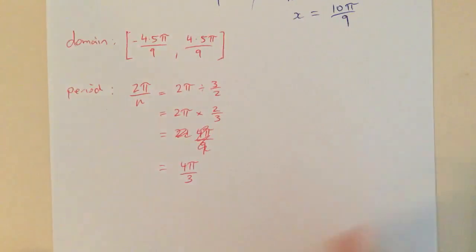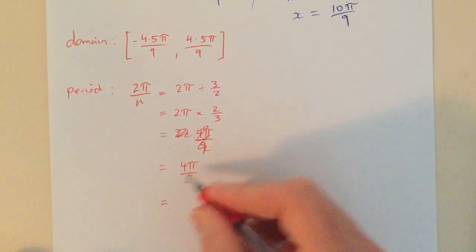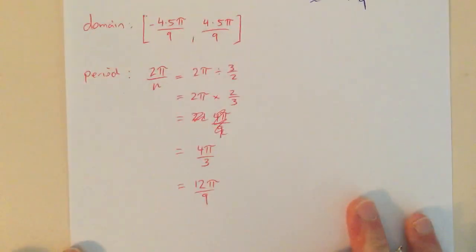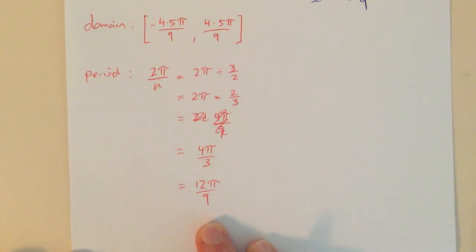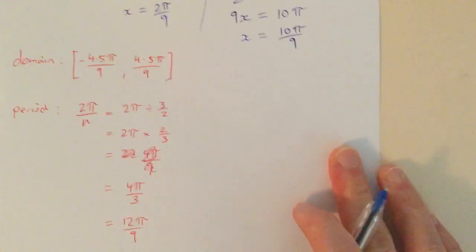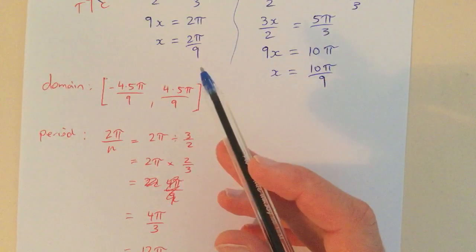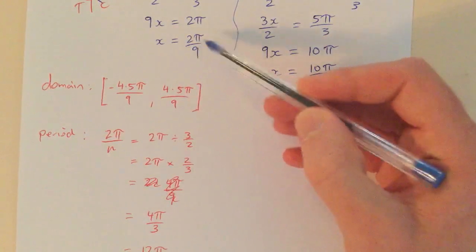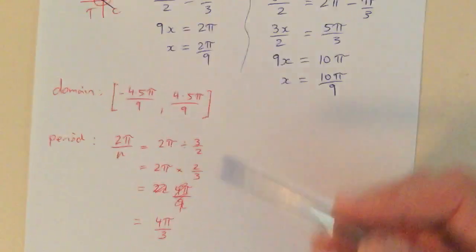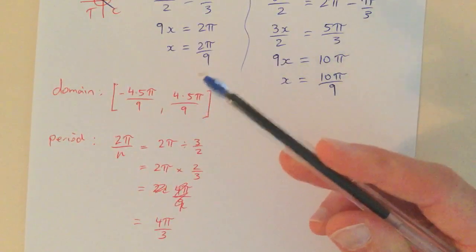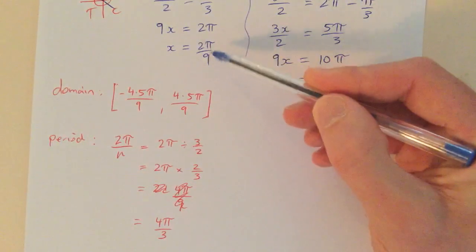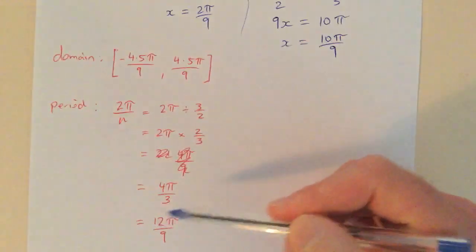Right, so the period's 4 pi over 3, or if we want to make that over 9, it's going to be 12 pi over 9. All right, so this is the value that we will add or subtract to our existing solutions to see if we can generate more solutions. So let's do that. Our first solution was 2 pi over 9. Now, if we do 2 pi over 9 plus 12 pi over 9, we're going to get 14 pi over 9, and that's much bigger than the top end of our domain. So I'm not even going to bother trying to do that, but what I might do is see if I can subtract it. So 2 pi over 9 minus 12 pi over 9.